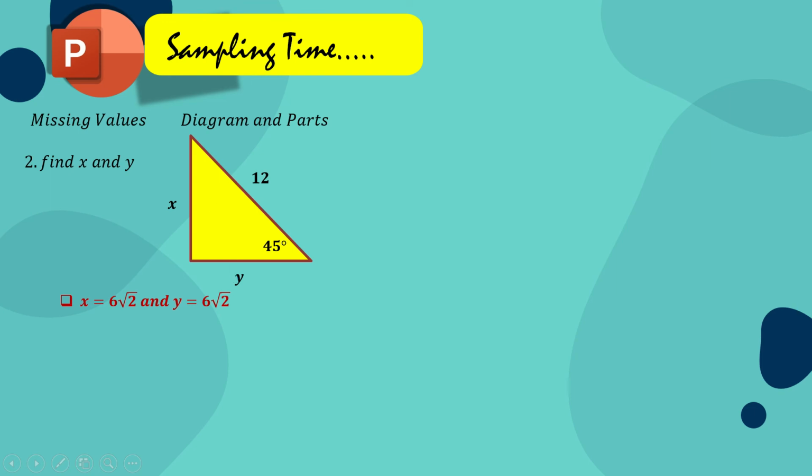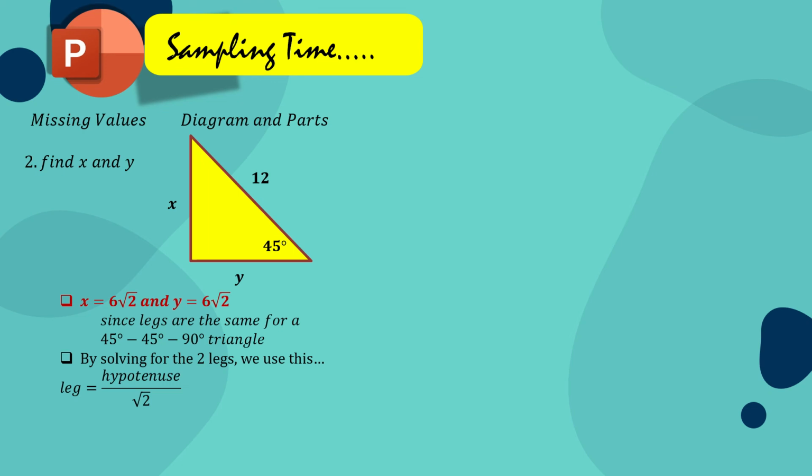How do we solve for x and y? Since the legs are the same for a 45-45-90 degree right triangle, by solving for the two legs, we use the following. Leg of a 45-45-90 degree right triangle is equal to the hypotenuse 12 divided by square root of 2. Dili makatabang nga ang rational 12 ma-divide sa irrational square root of 2. Mao nang rationalize ta, times square root of 2 over square root of 2.